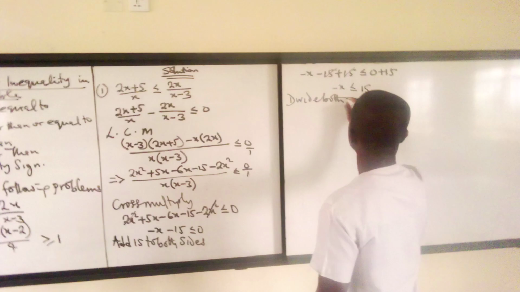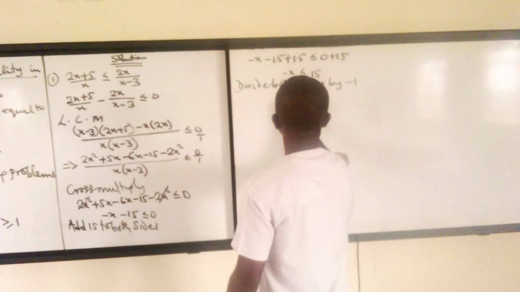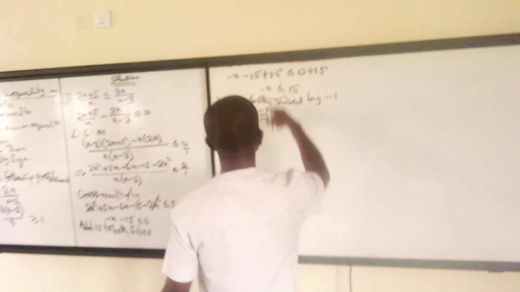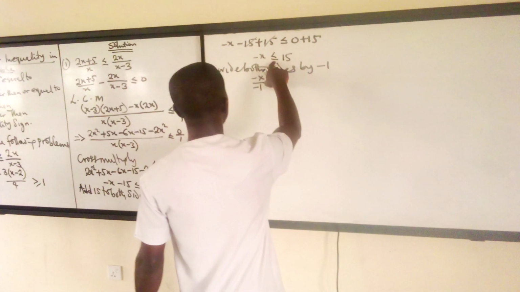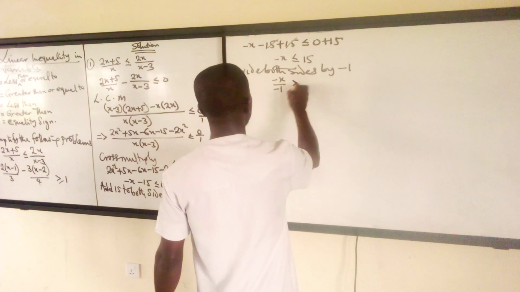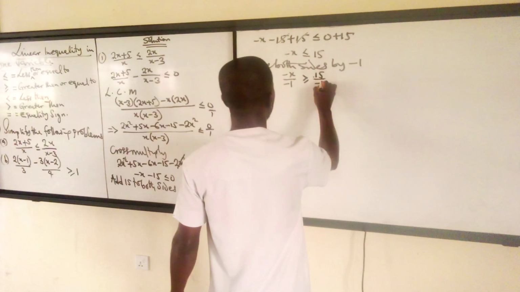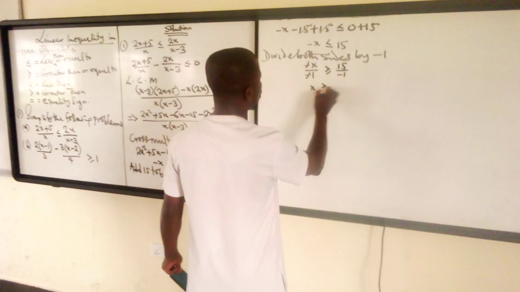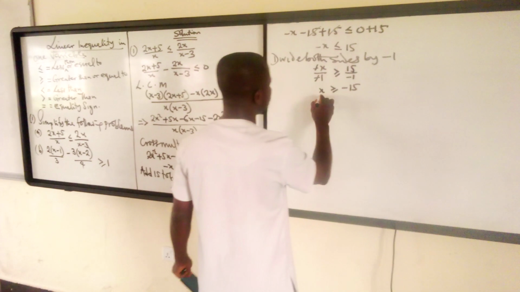Right now, for my x, I will divide both sides by minus 1. I have minus x divided by minus 1. Now, when you divide both sides by a negative number in an inequality, the inequality sign changes. So this changes to greater than or equal to 15 over minus 1. So this cancels with this. I'm left with x is greater than or equal to minus 15 over 1, which is minus 15. So this is the value of x.